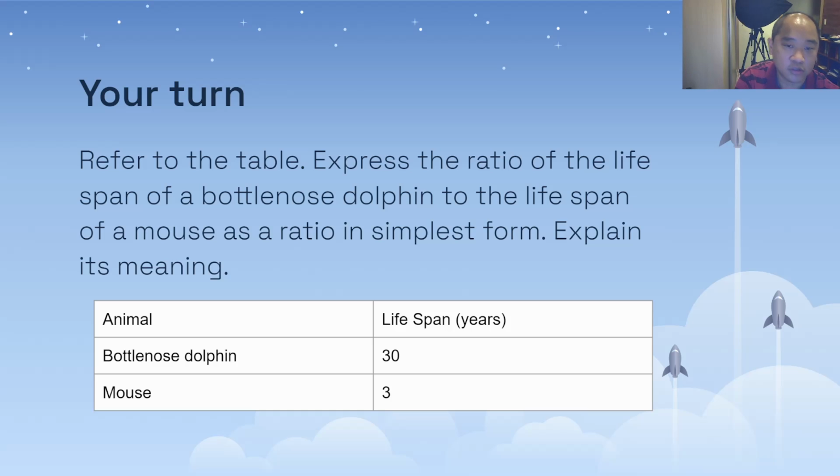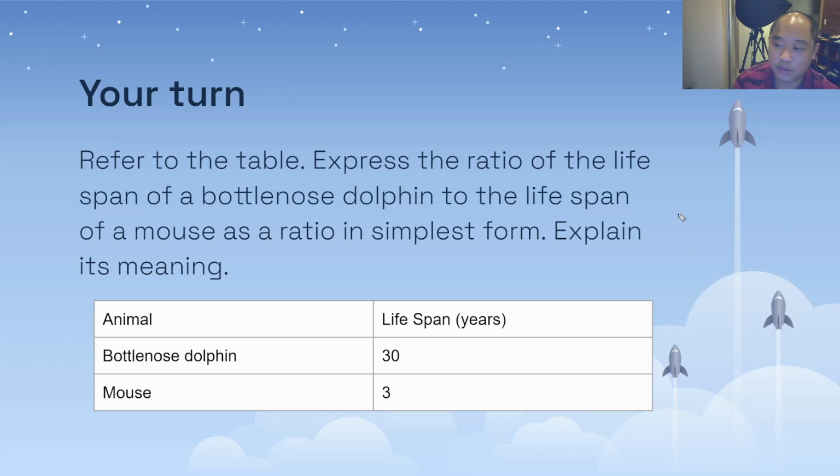Your turn. Refer to the table, express the ratio of the lifespan. The lifespan is how long an animal lives. The lifespan of a bottlenose dolphin to the lifespan of a mouse as a ratio in simplest terms. Explain its meaning.